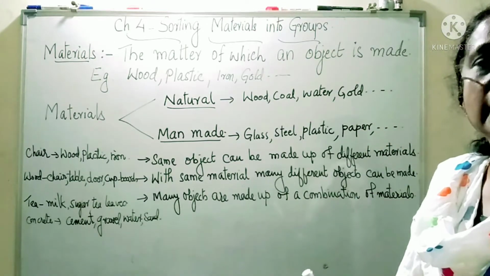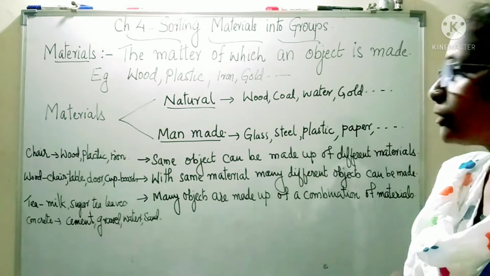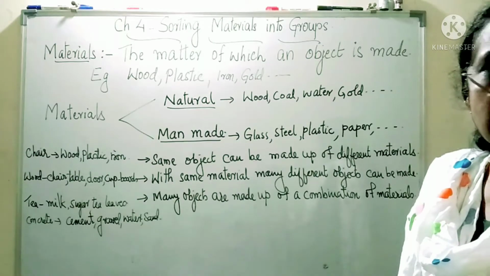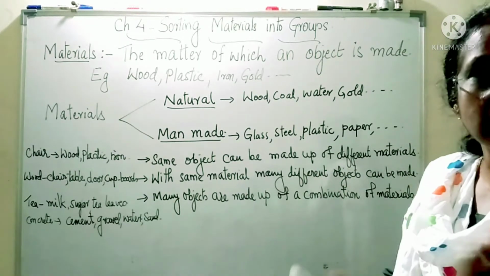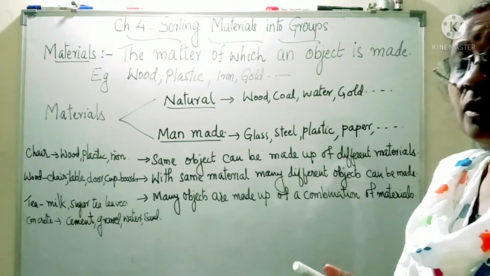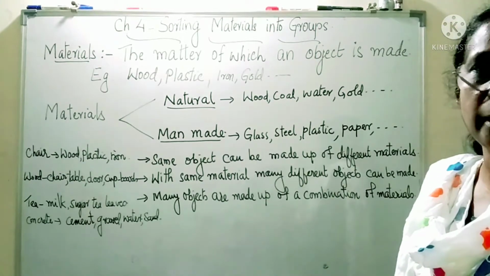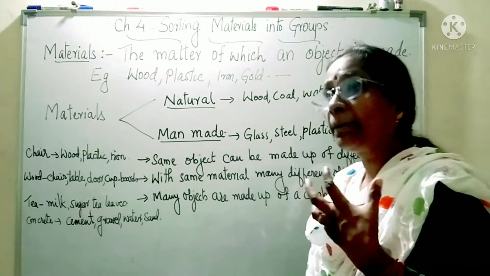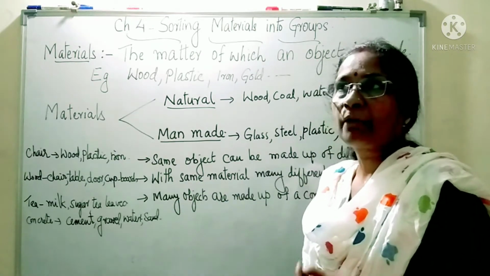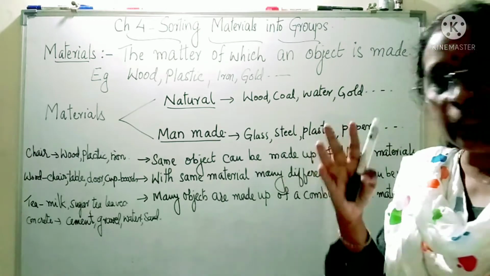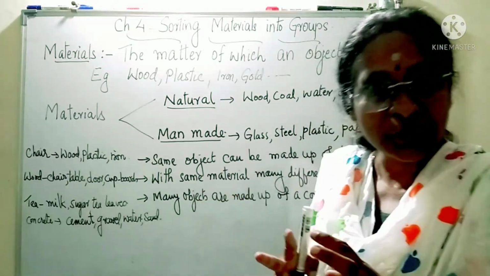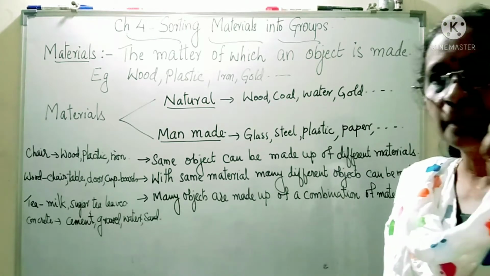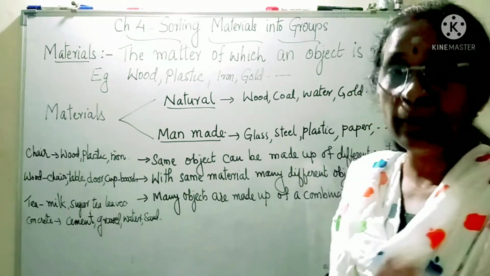Now there are materials which are made by human beings. They are called man-made materials, or artificial materials. Glass, this plastic, steel, all these things are made by human beings. So such materials are called man-made materials. Now when you think about all the objects around you, we come to know that there are some characteristics of materials, or some facts that you should know about materials.